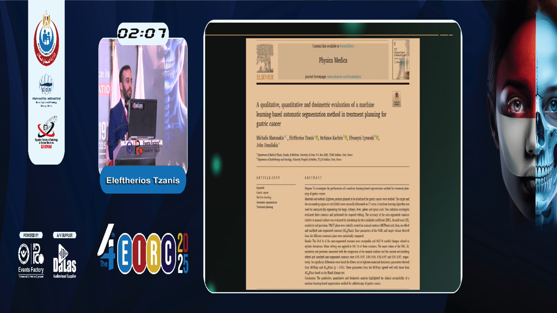If you want to take a deeper look at this comprehensive evaluation strategy, you can take a look at this recent paper, which deploys a qualitative, quantitative and dosimetric evaluation in a machine learning model used for segmentation purposes in treatment planning for gastric cancer.